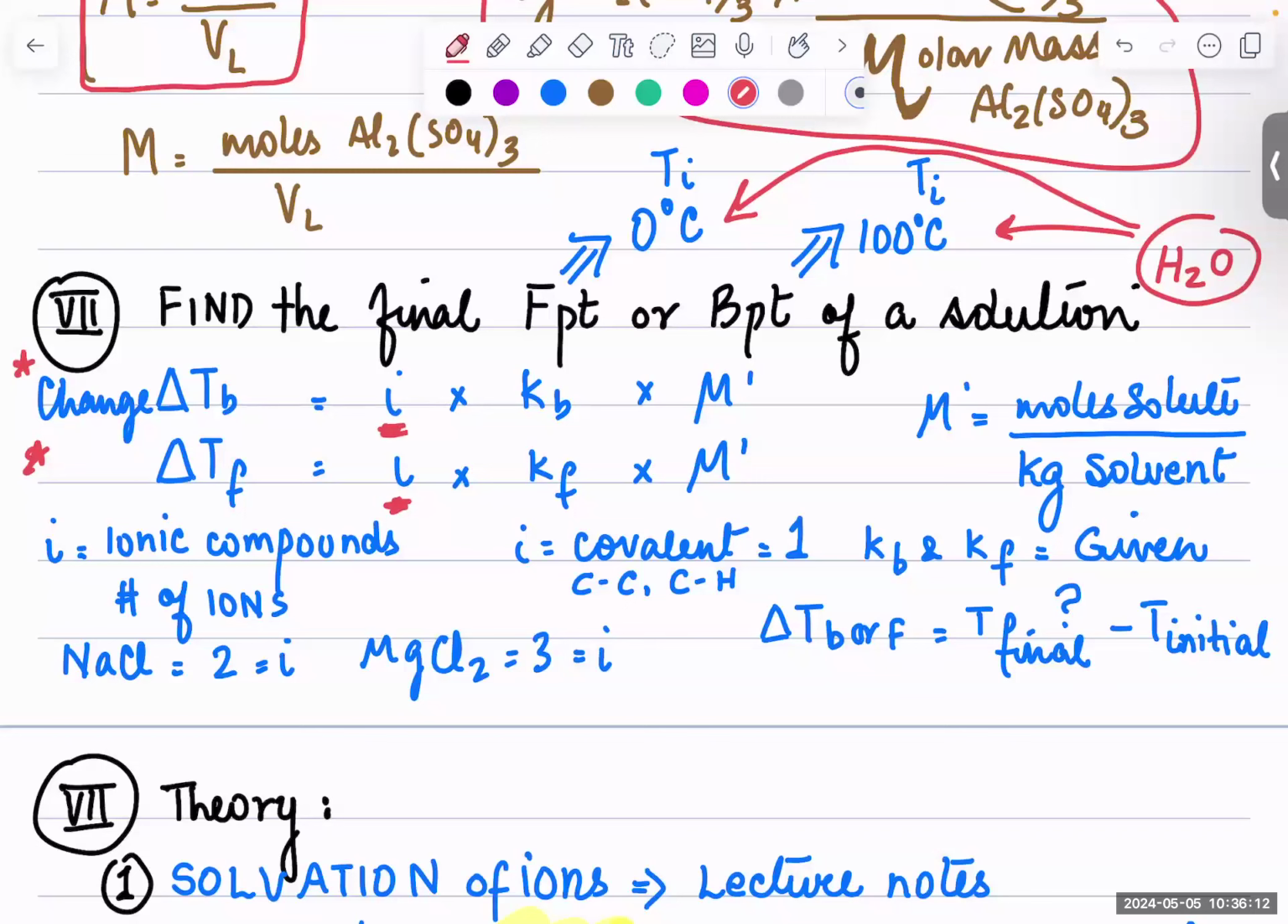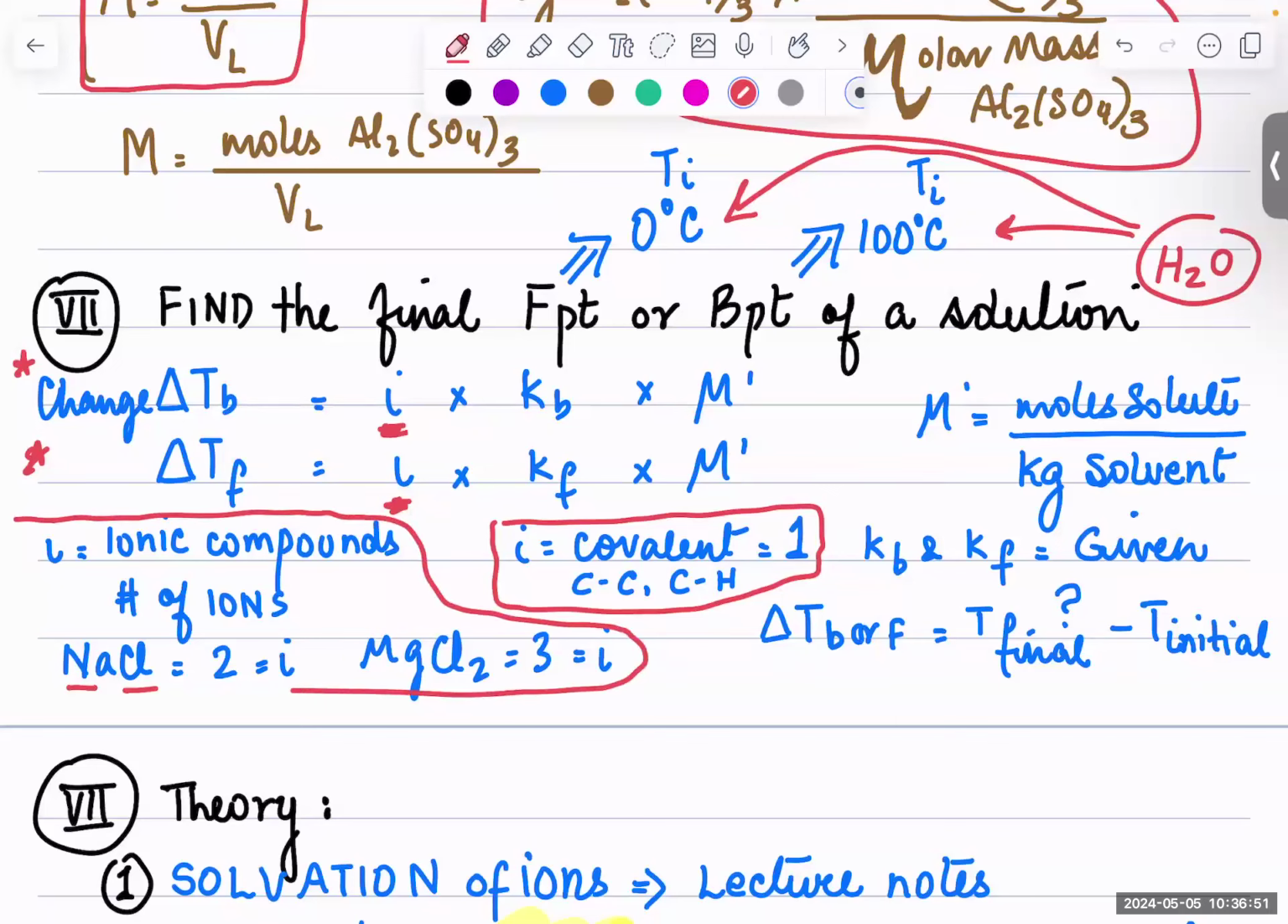So always remember that for ionic compounds, the value of i is how many ions are going to be liberated in the solution. So sodium chloride will give you 2 ions, sodium and chlorine, right? And magnesium chloride will give you 3 ions, magnesium and 2 chlorines. So that makes it 3. And if you have a covalent compound, the one that contains lots of carbon-hydrogen bonds, in that case, it is 1. So i for ionic compounds is equal to the number of ions, and for covalent compounds, we just write 1. So these are the two differences.